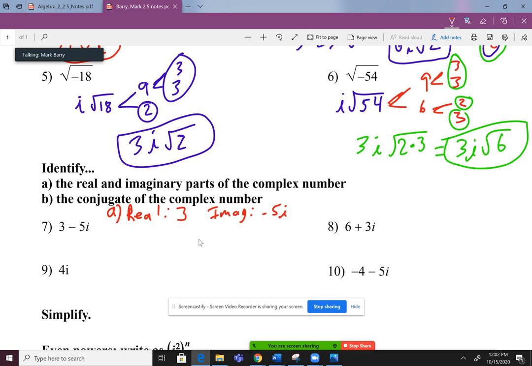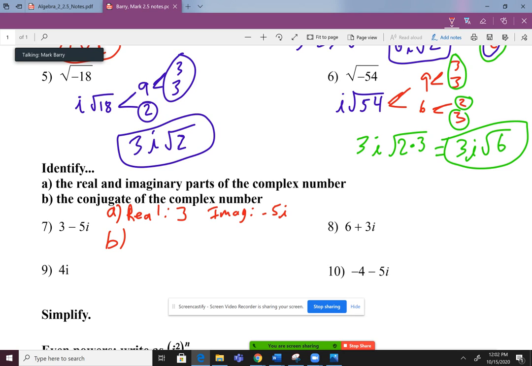So the real part is 3, the imaginary part is negative 5i, okay? Next up, what's the conjugate of 3 minus 5i? Now, we kind of talked about this yesterday. Remember when we were dealing with those i's in the denominator, correct?